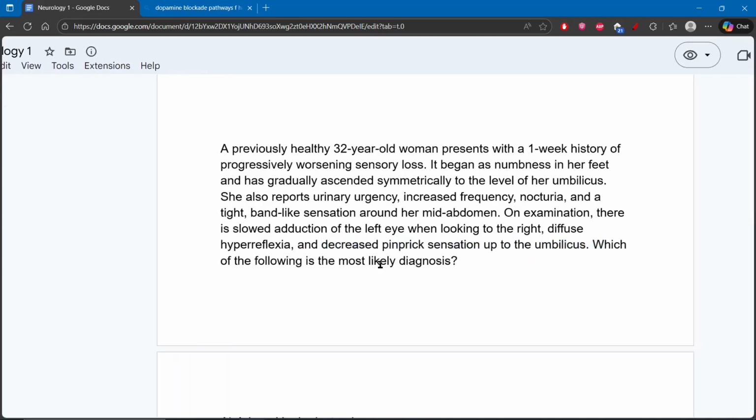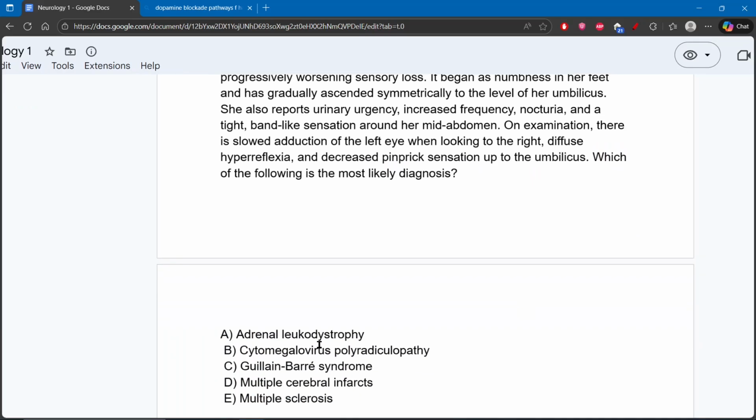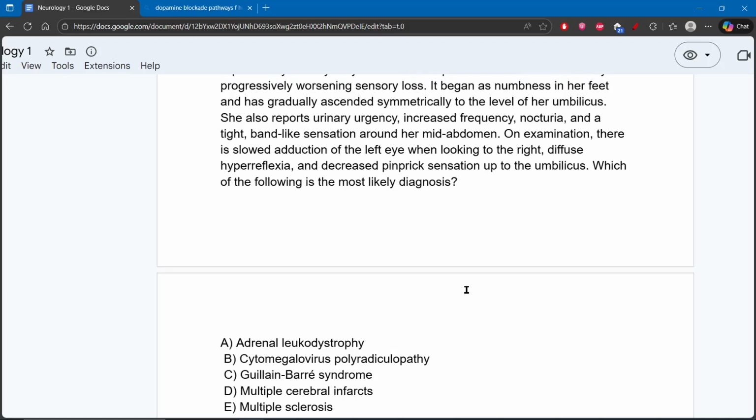So what is the likely diagnosis? Your options are adrenoleukodystrophy, CMV polyradiculopathy, Guillain-Barré syndrome, multiple cerebral infarcts, and multiple sclerosis. I'll give you a minute to solve this on your own.